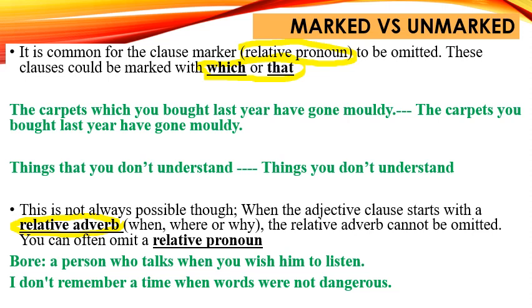Now, a time, you are describing a time. You are describing a time saying when words were not dangerous. And you can't delete when. That's why, for example, you wouldn't be able to say, I don't remember a time words were not dangerous. You have to insert when as a relative adverb in this sentence. And as we said, this adjective clause is describing the time. Okay, and when you describe the time, you need to insert a relative adverb which is talking about the time.